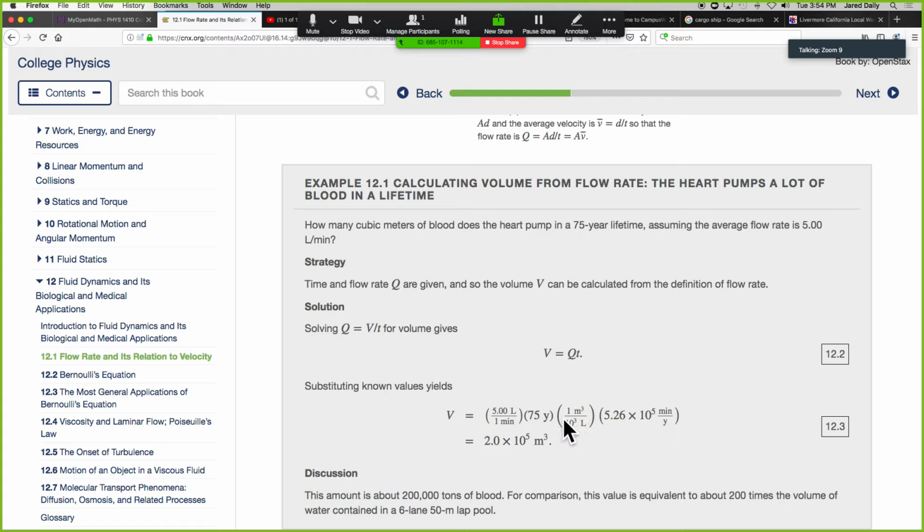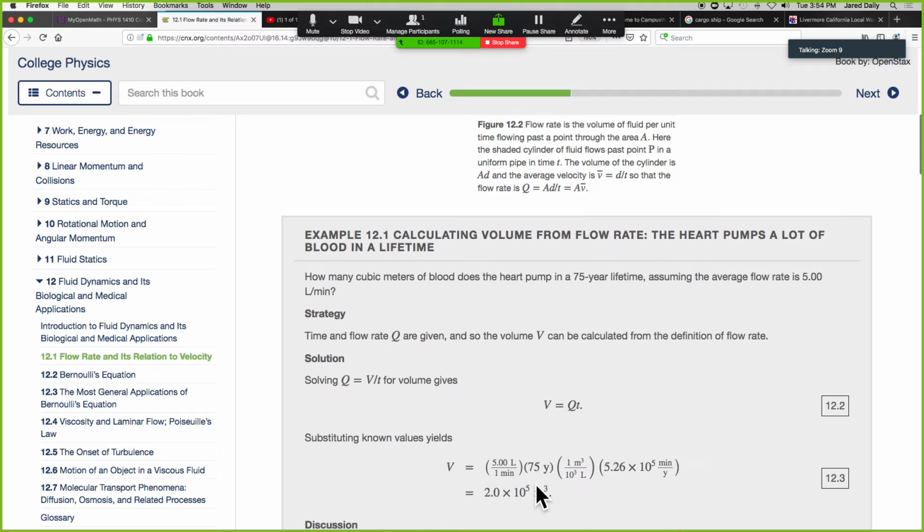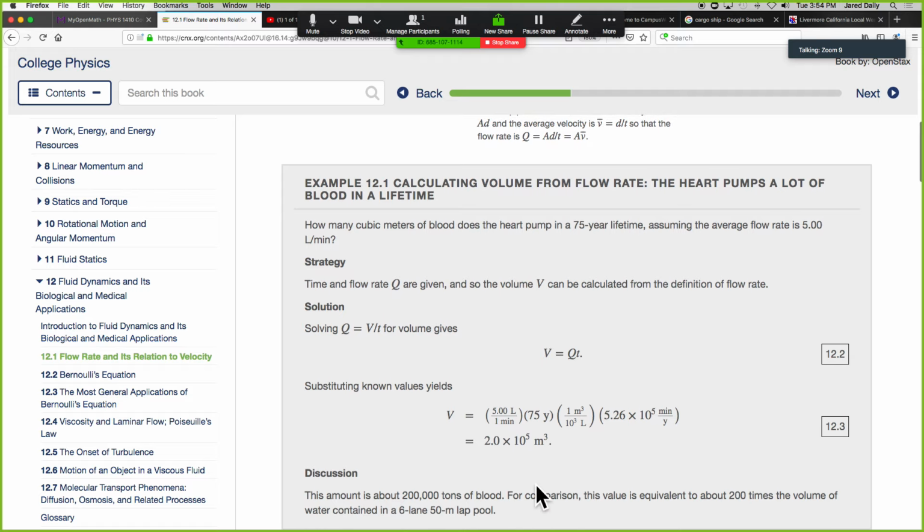And then converting years to minutes, because we have minutes right here, and we have years right here, so we're going to convert years to minutes. It turns out there's 5.26 times 10 to the fifth minutes per year. Doing that, 60 times 24 times 365. Anyway, that gives us 2.0 times 10 to the fifth meters cubed.